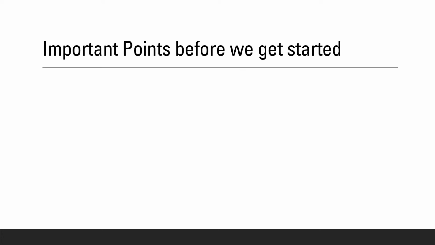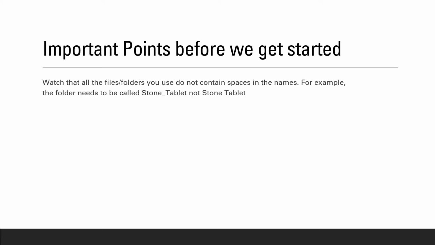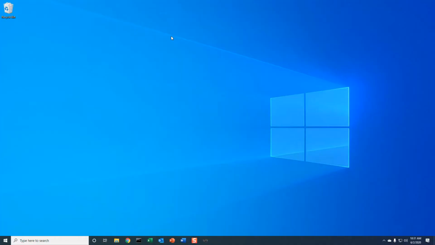So a couple of points before we get started. Watch that all the file folders you create or use don't contain spaces in the names. For example, if you want a folder named Stone Tablet, do it with the underscore, not the space, because the automated Python scripts don't work. And second, since you're going to be typing the folder names frequently, it makes sense to keep them short. So I think I use ESP as one of the short file names in here. So let's go, and I'm going to go ahead and install the Espressif IDF environment now.